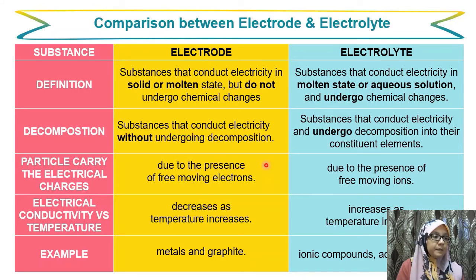So the next one is the particle that carries the electrical charges. In electrode, there are free moving electrons. That's why we say metals can conduct electricity, because we have learned in Form 4 that in the metallic bond, there are free moving electrons, a cloud or a sea of electrons in the pure metals. But in electrolyte, the particles that carry the electrical charges are ions.